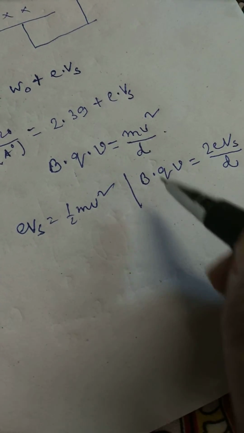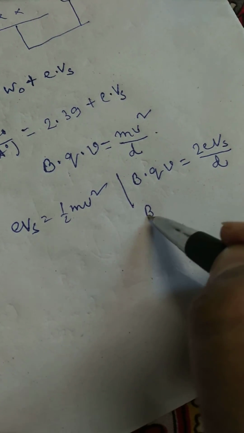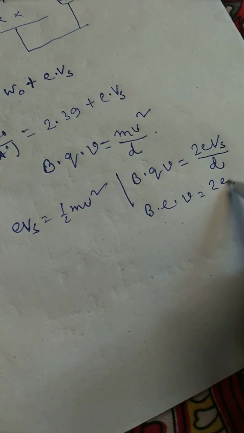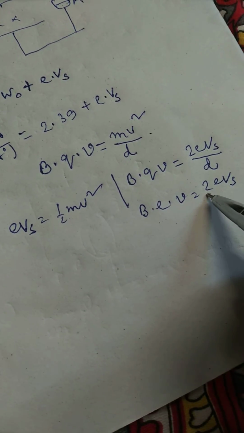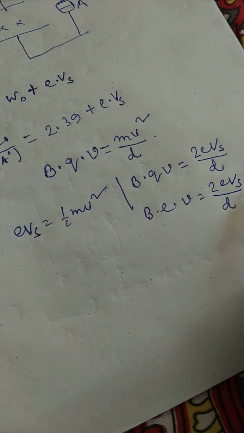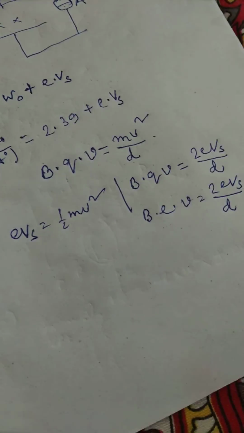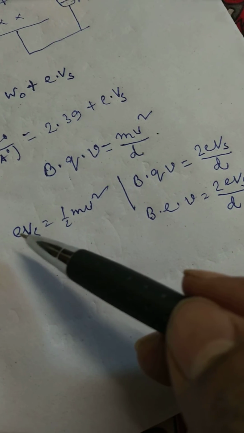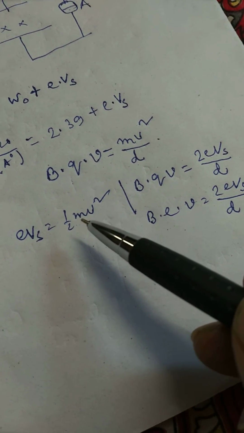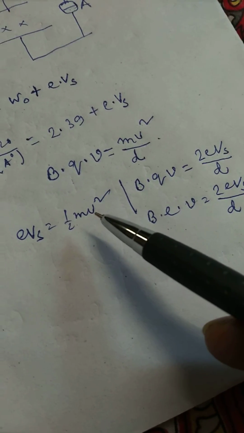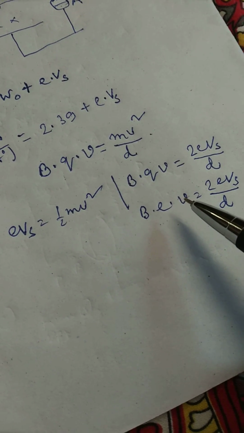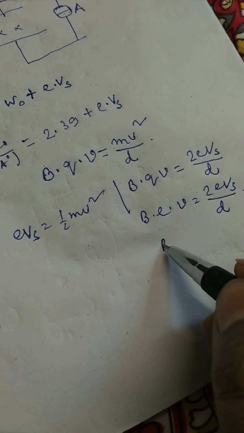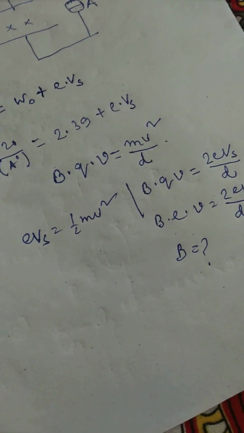So Q is actually the electron charge here, right? So replace Q by e, 2 eVs by d. And you will get the value of V from here. You know e, you know Vs, you know m, mass of the electron. So you will get the value of V. So put the value of V. So the only unknown here is what? B. You have to get the value of B. Hope it is clear.